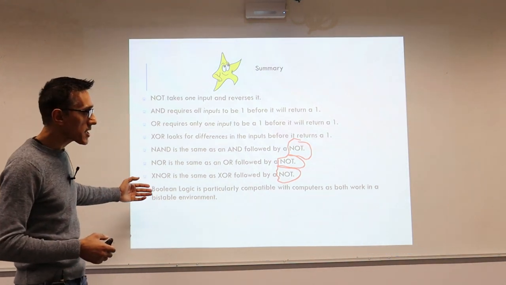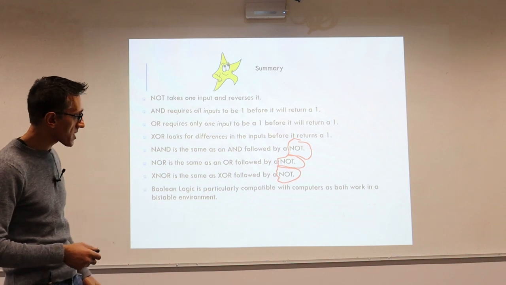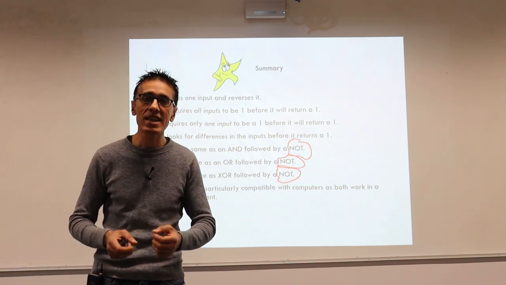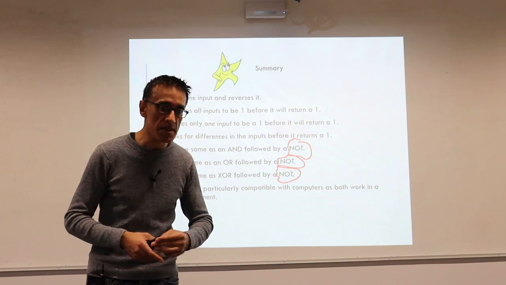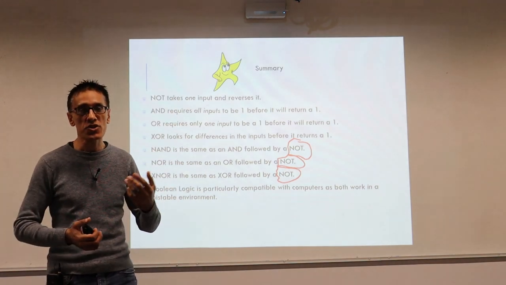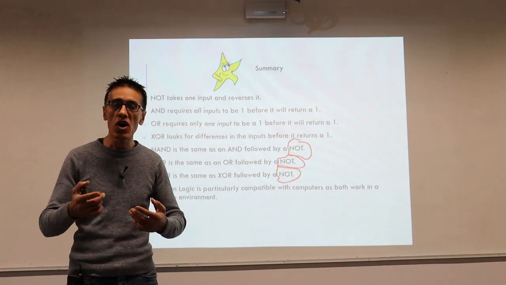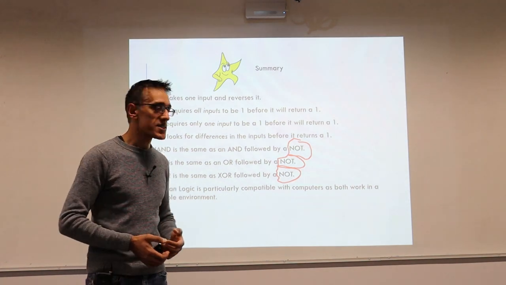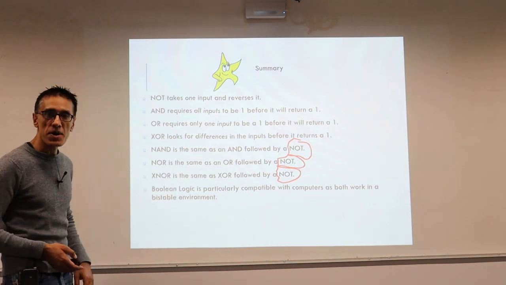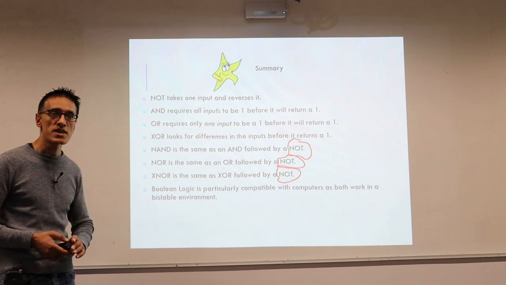Boolean logic is particularly compatible with computers as they both work in this bistable environment. Bistable simply means that there are two values, either true or false, one or zero. And that's where this is particularly important in computing.